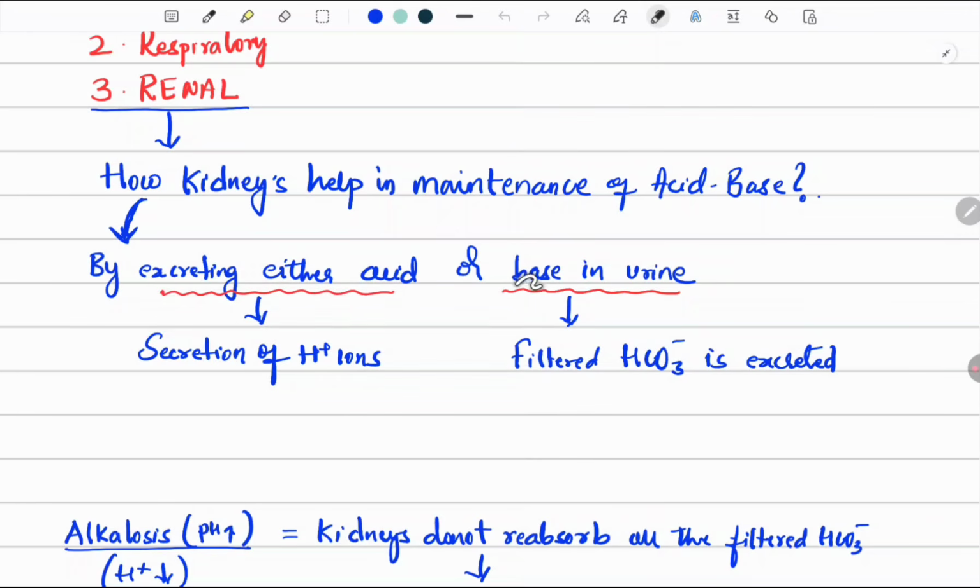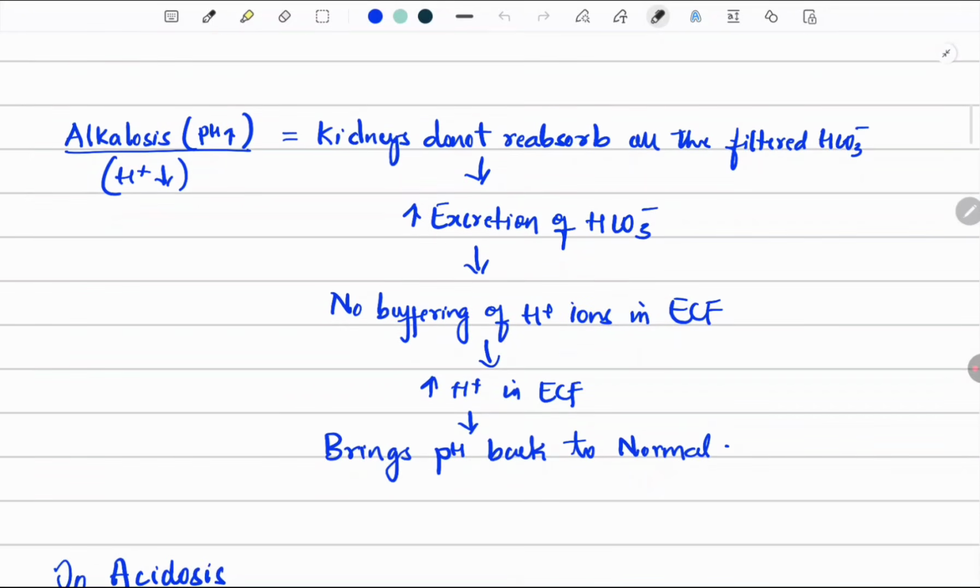Okay, and they can also excrete the base. What does the excretion of the base mean? Excretion of the base means whatever bicarbonate is filtered by the glomerulus, that is excreted. Even what can be done is even the bicarbonate can be reabsorbed. So bicarbonate can be excreted, bicarbonate can be reabsorbed, and H plus ions need to be secreted. So let's understand in a bit more detail.